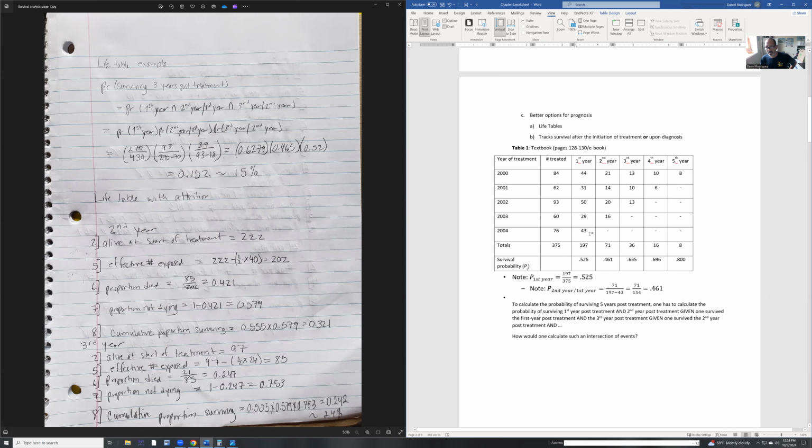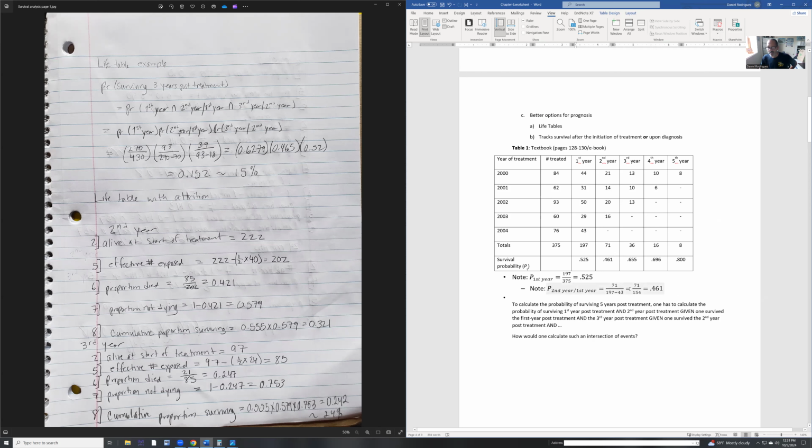These 43 people were not available for the second year. So our new denominator here would be 197 minus 43, right? We're eliminating these 43 folks that were only followed 1 year. So to calculate the probability of surviving 2 years given you survived the first year, 71 people survived 2 years. So we'd be calculating 71 divided by 197 minus 43, and we get 0.461.